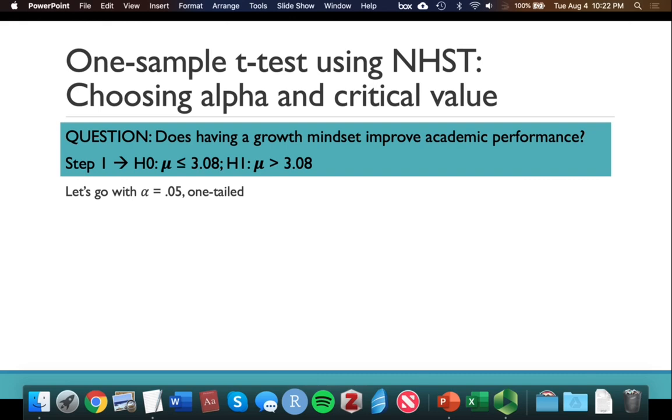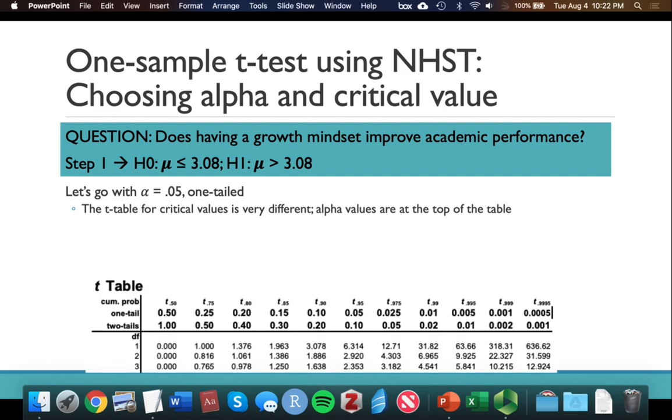So one thing you'll notice about the table of t critical values is that it looks very different than the table of z critical values. The alpha values here are along the top of the table. There are 2 rows in the head for 1 versus 2-tailed tests, and separate rows, sorry, that's an error on the slide, separate rows for degrees of freedom.